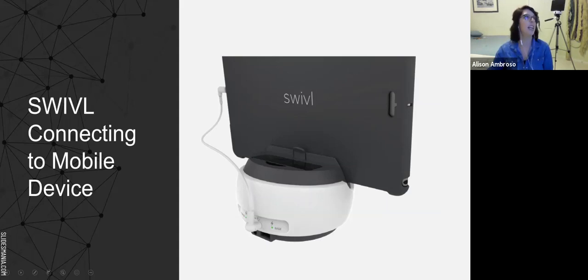mobile device. So as Beth was saying, and I think everyone's done it, it's pretty easy, straightforward connection. You're gonna use your lightning cable and connect to your robot, and you have the app on your mobile device, and just launch the app.